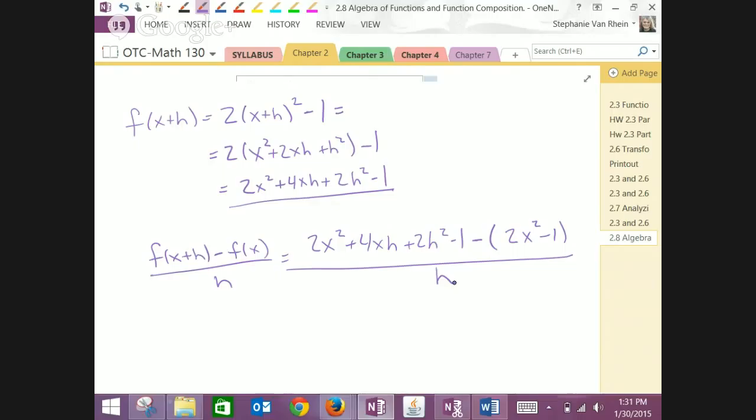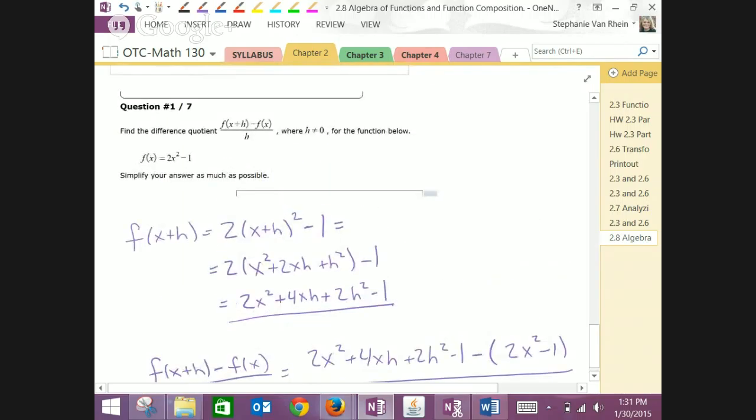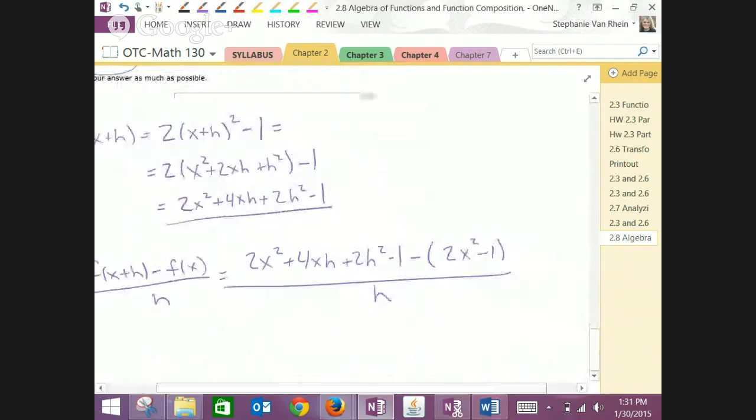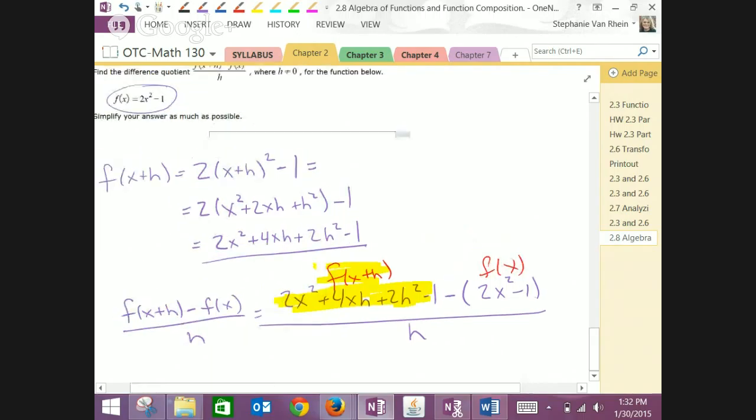I don't really understand what that means right here, this f of x. That's the original function. The original function is 2x minus 1. So if I code what I have, this is f of x plus h, and you calculated that perfectly. That's what you want. Then I subtract f of x, which is just whatever my function is to begin with. I don't manipulate it in any way. The minus f of x is always going to be your original function.